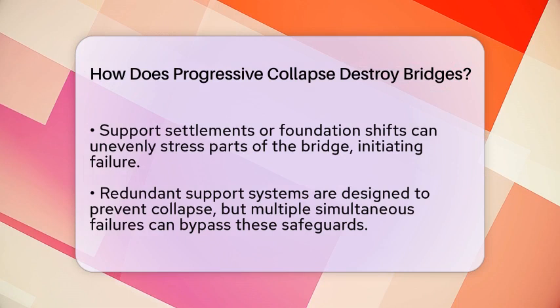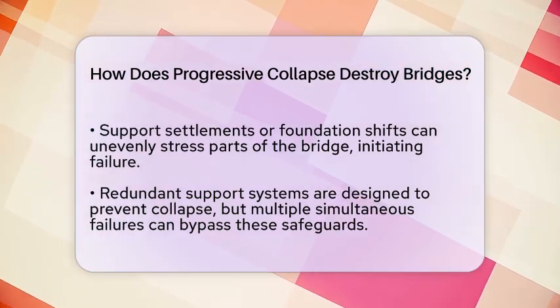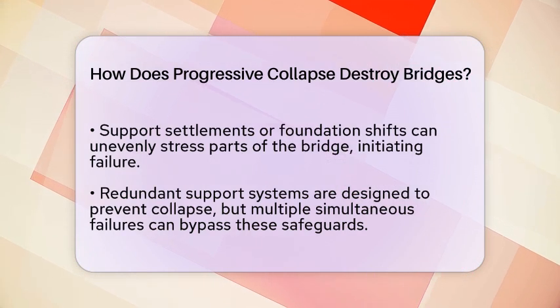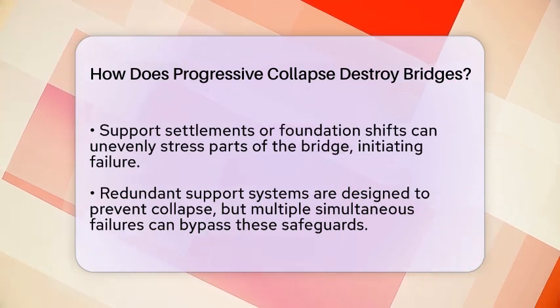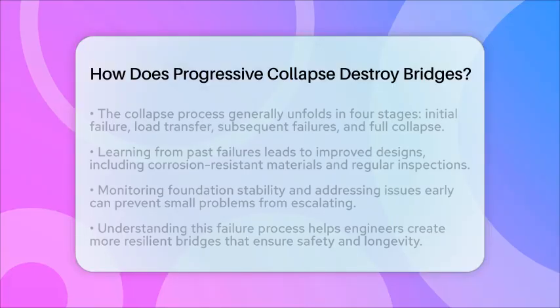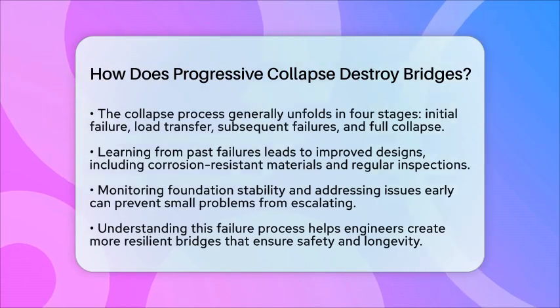The process usually unfolds in four stages. First, a small, localized failure occurs due to overload, corrosion, or impact. Next, the load shifts to neighboring parts, which then become overstressed. Third, these parts fail in turn, and finally, the entire structure or a large section collapses.